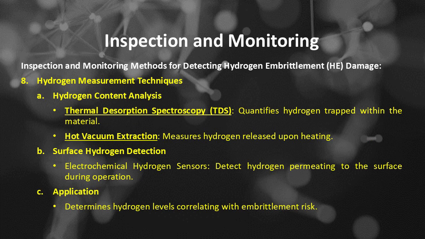Inspection and monitoring methods. Number 8 is hydrogen measurement techniques, which include: number A, hydrogen content analysis. Thermal desorption spectroscopy, or TDS, quantifies hydrogen trapped within the material. Hot vacuum extraction measures hydrogen released upon heating. Number B, surface hydrogen detection. Electrochemical hydrogen sensors detect hydrogen permeating to the surface during operation. The application of hydrogen measurement techniques is to determine hydrogen levels correlating with embrittlement risk.